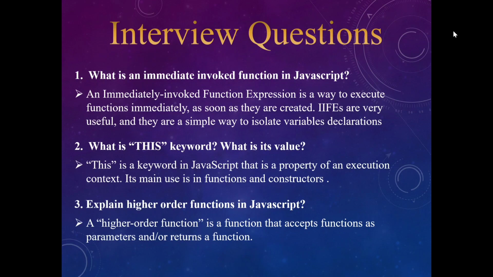Second question, what is the this keyword? What is its value? This is a keyword in JavaScript that is a property of an execution context. Its main use is in functions and constructors. Third question, explain higher order functions in JavaScript. A higher order function is a function that accepts functions as parameters and returns a function.